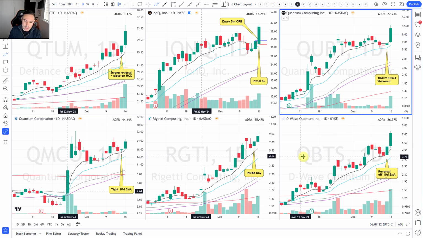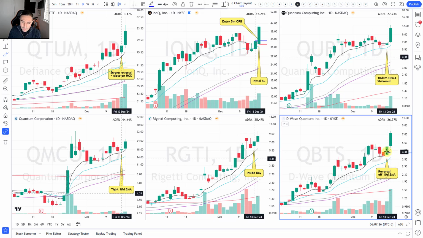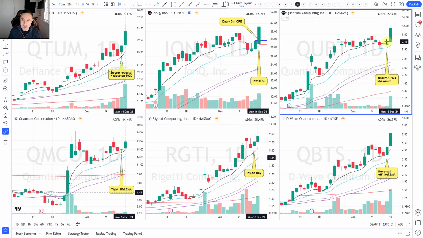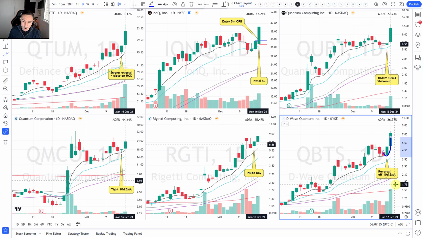If we look at QBTS on the same session last Friday, the 13th of December, note the really strong reversal off the 10-day EMA. That's interesting. QBTS tightening there around the 10-day, 21-day. QBTS last Friday just bouncing off of the 10-day EMA.